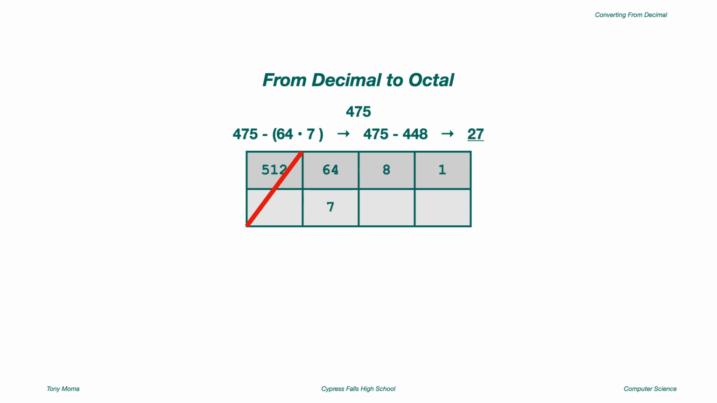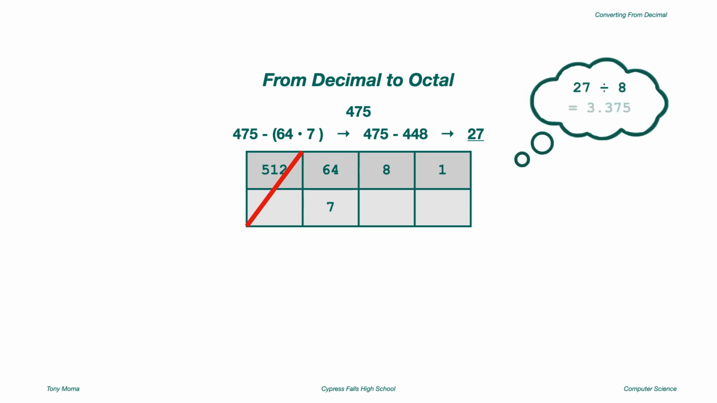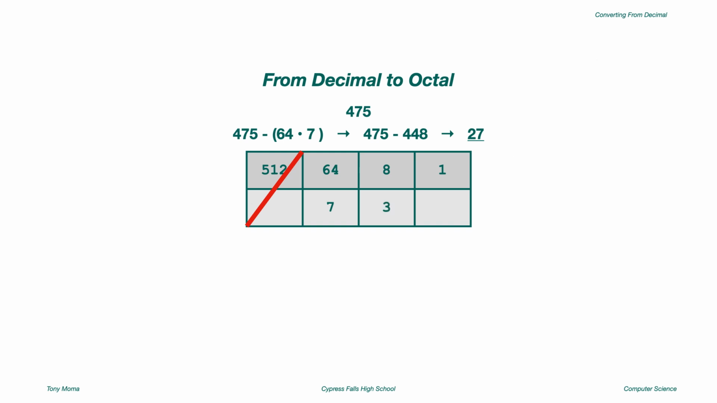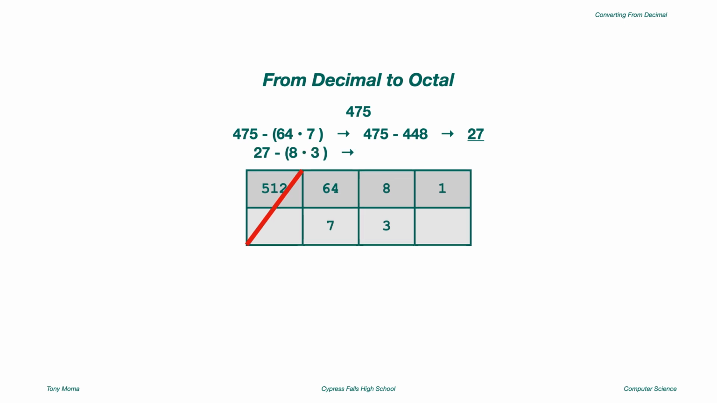Next column, how many times can 8 fit inside 27? Let's do the division. 27 divided by 8 equals 3.375. Once again, we don't care about the numbers after the decimal point. We only care about the number before it, which in this case is 3. So 3 goes in the table. Multiply the top row by the bottom row. 8 times 3 equals 24. Subtract that from 27, and we're left with 3.